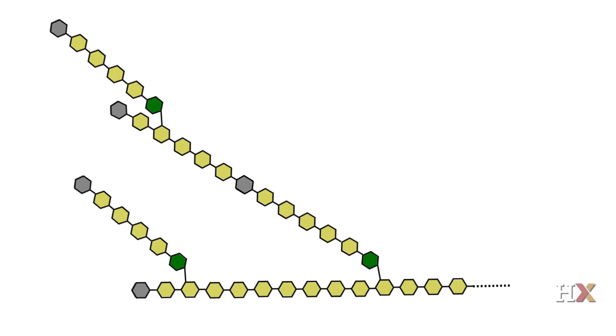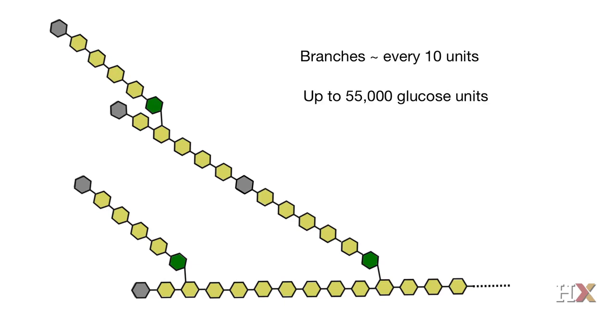The continuous pruning of chains to create new branches and the elongation of these new branches create a very complex structure. On average, branches occur every 10 sugar units. At its maximum size, a molecule of glycogen contains about 55,000 glucose units and about 2,100 non-reducing ends.